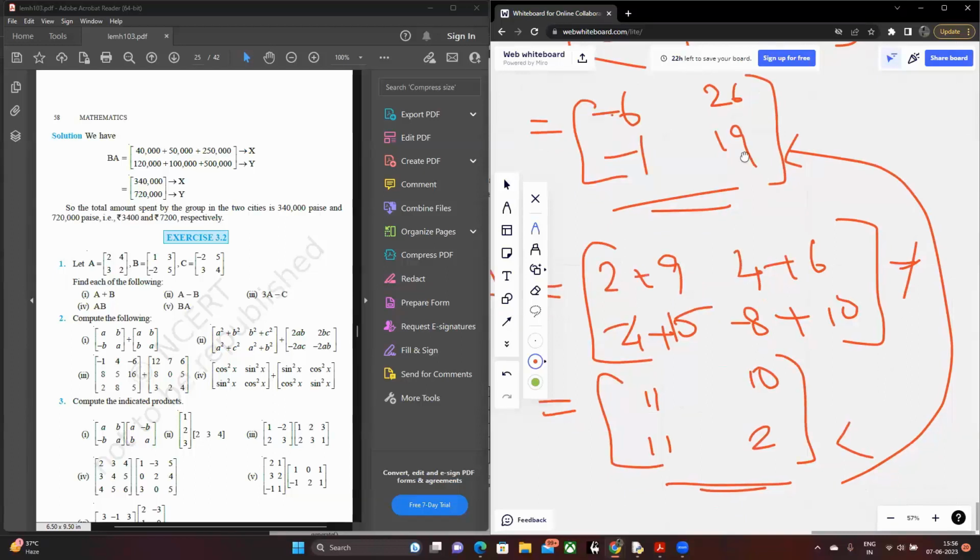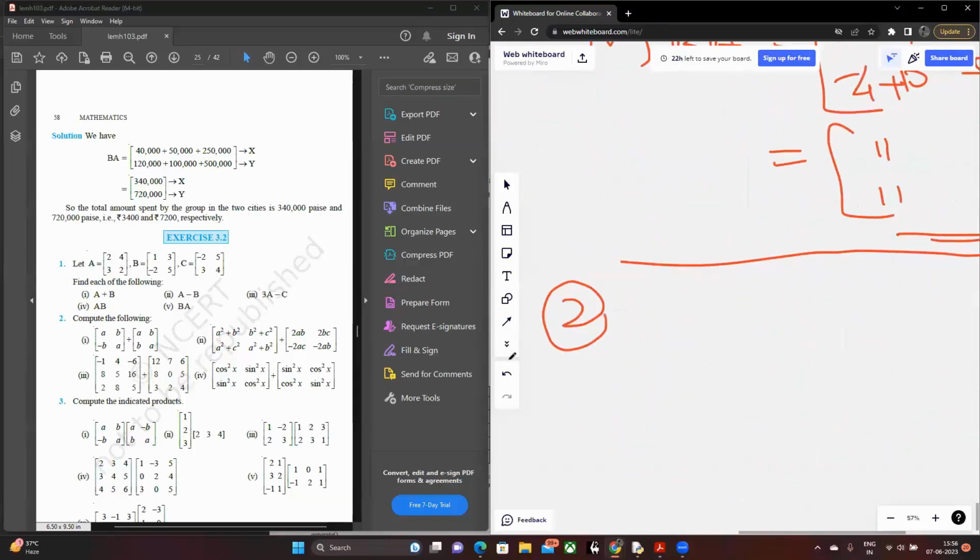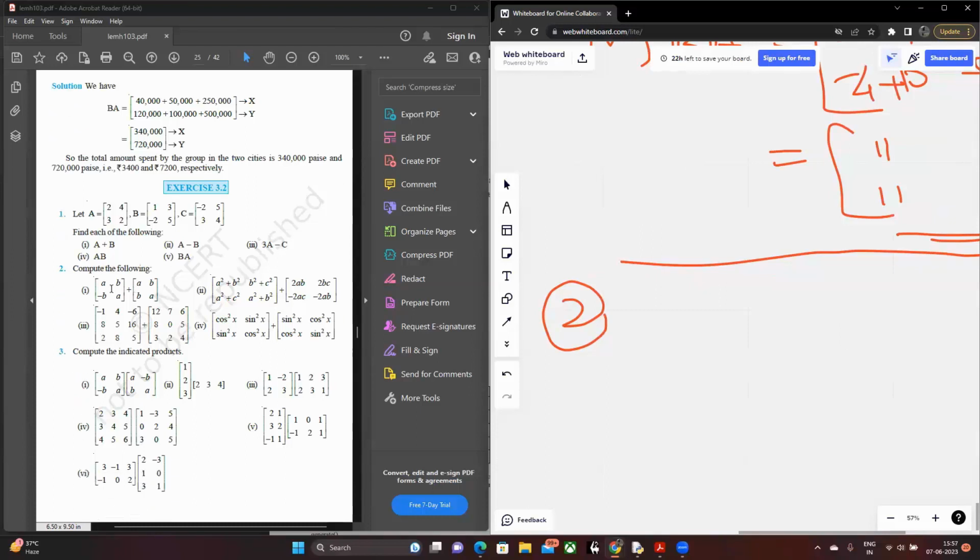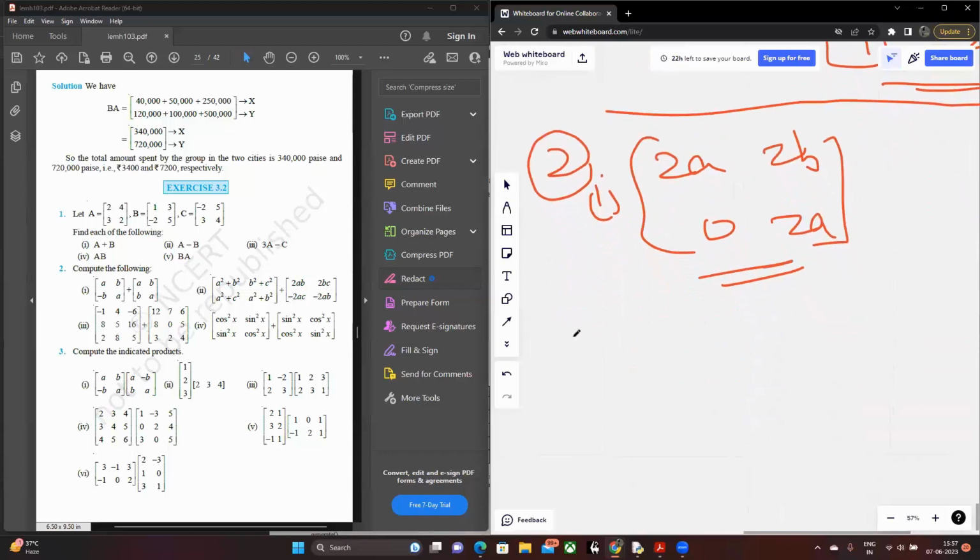Right? Now going to question number 2. Come with the following: AB plus AB minus BA plus AB BA. I'm going to directly write the answer, right? Because this is a very trivial sum. Everybody should know this. This is basically 2A, 2B. Here is a 2A and here is a 0. Right? This is going to be your answer.